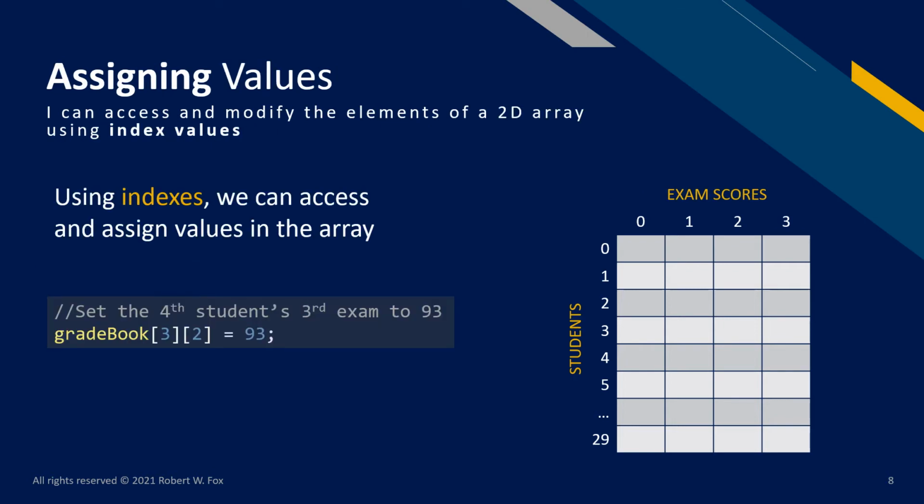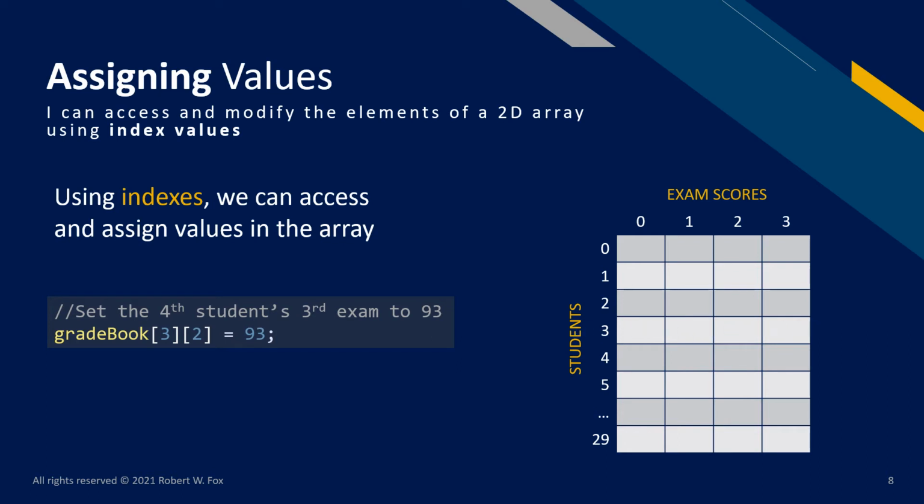If you remember arrays before, you probably remember using index values to access elements. And of course, that's no different with a two-dimensional array other than the fact that there are 2 indexes for the 2 dimensions. So in my sample code here, I want to set the 4th student's 3rd exam score to 93. And here's how I do it. The first thing I do is I say go to gradebook at row 3. The row always comes first. And so row 3 is right here. And this represents all of this student's grades.